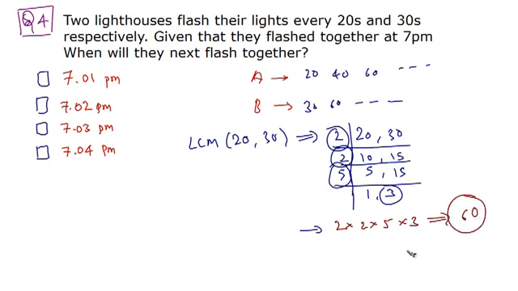Now 60 seconds is 1 minute, and it is given in the question that A and B lighthouses flashed together at 7 p.m. So they flash together at 7 p.m. and they will flash together 1 minute later, because they flash every 60 seconds together. So they will flash 1 minute later. So our answer is 7:01 p.m. because they flash together at 7 p.m., they will flash 1 minute later, that is 7:01 p.m.